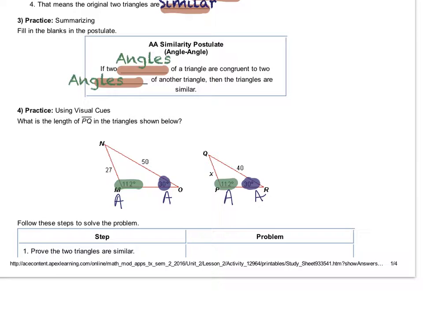So we got a step-by-step on how to do it. Let's look at it. Step 1 says prove the two triangles are similar. Well, we just did that because we know that they are similar by angle similarity.